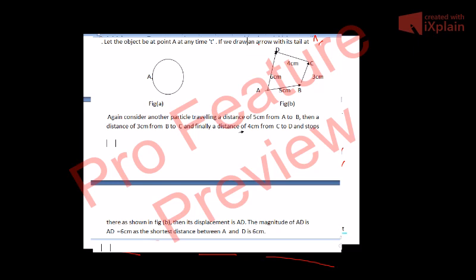Again, consider the particle traveling 5 centimeters from A to B, then 3 centimeters from B to C, and finally 4 centimeters from C to D and stops there. As you can see, the displacement is AD, the shortest distance between its initial position A and final position D. AD is the shortest distance between initial and final position, so the displacement is 6 centimeters.